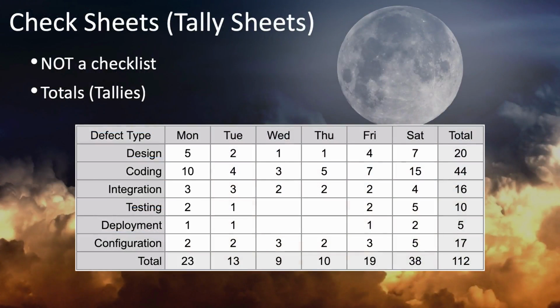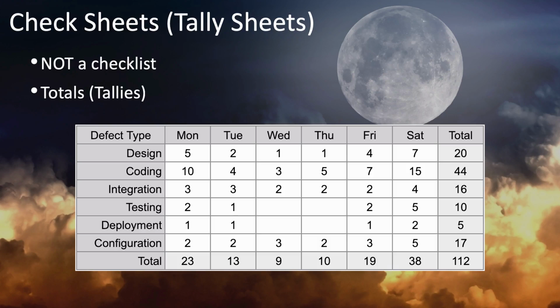Next, we have check sheets. You may be thinking, hey, wait a minute, didn't we just cover those? And here's where the vocabulary can be a bit tricky. A check sheet is not the same thing as a checklist. It may be helpful to think of check sheets as tally sheets. On a check sheet, you don't check things off, you count things, or tally them up.